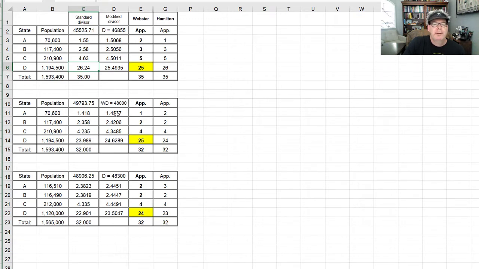So I need to have a smaller divisor, and that affects the bigger state more. And so state D seems fair to give it 24, but using Webster's method it would get 25. Similar over here, state D seemed fair to give it 23, but with Webster's method, when you do the division, it affects this big state more, and in the end it gets the 24. But again, these are sort of contrived examples. I don't think it'll ever happen with the population of the 50 states.